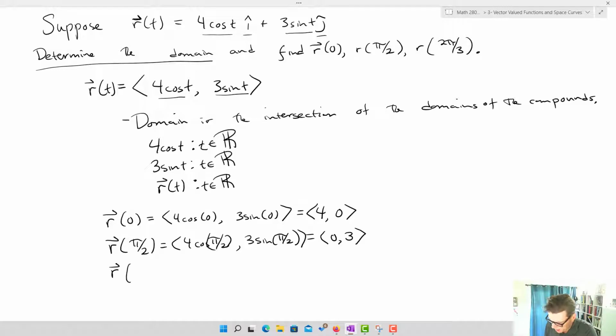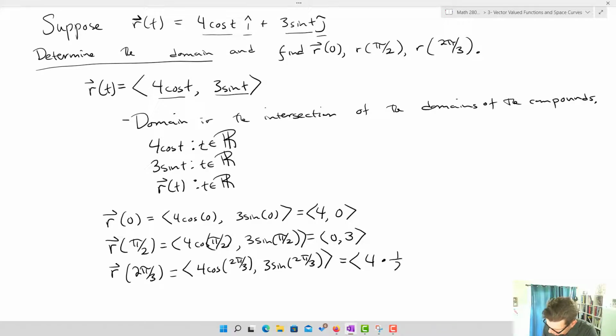Finally, we'll find r of 2 pi over 3, and that's going to be 4 times cosine of 2 pi over 3, comma, 3 sine 2 pi over 3. Remember that cosine is going to be negative in that quadrant, so this is going to end up being 4 times negative 1/2, and then 3 times square root of 3 over 2. What we're left with is negative 2, comma, 3 root 3 over 2. So basically, we input a value of t, and we get an output for each of the components, until we get all the components of the vector.